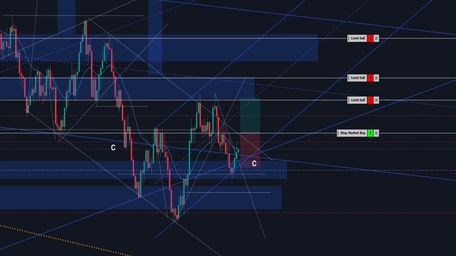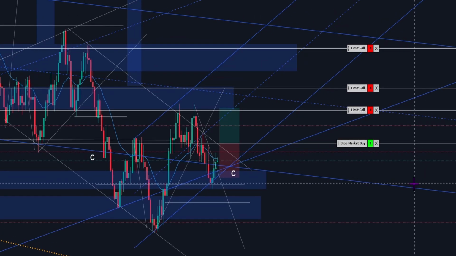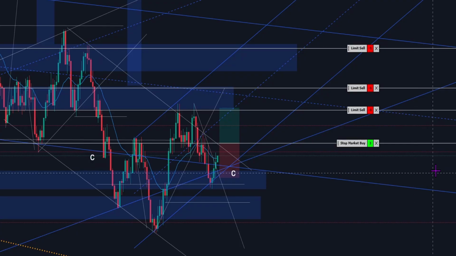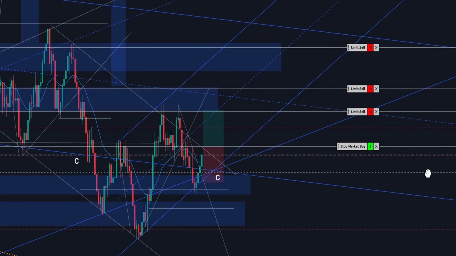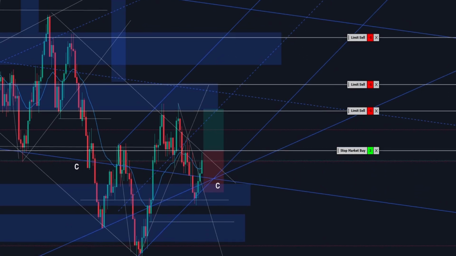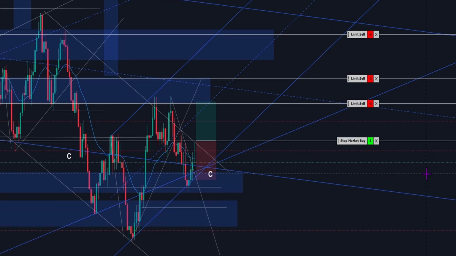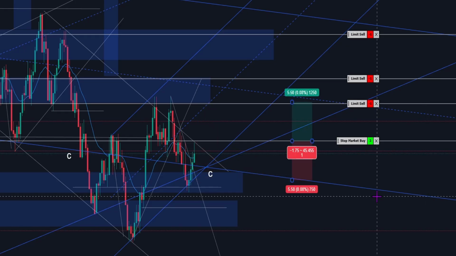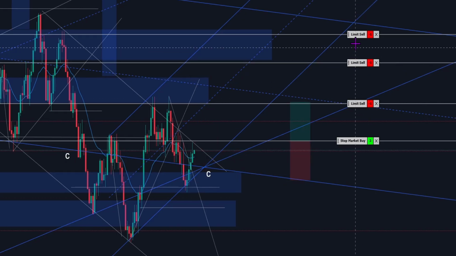Let's see if this failure works. Should work, actually. I think it should work. Oh, kind of a trap here. They tried a trap. Yes. Okay. I think this is going to move quickly.